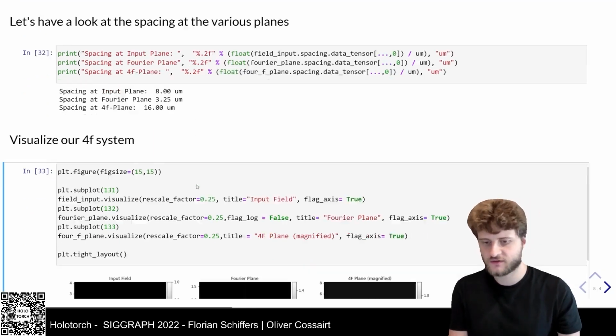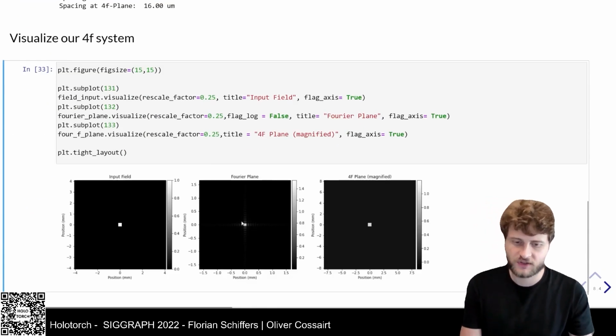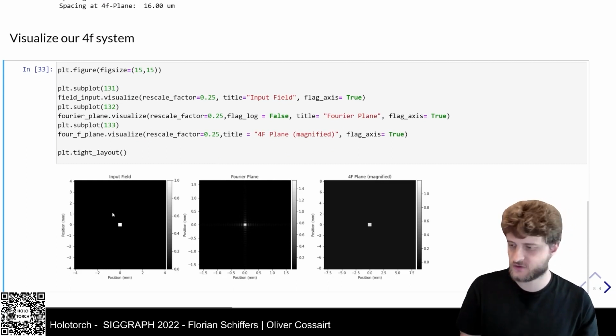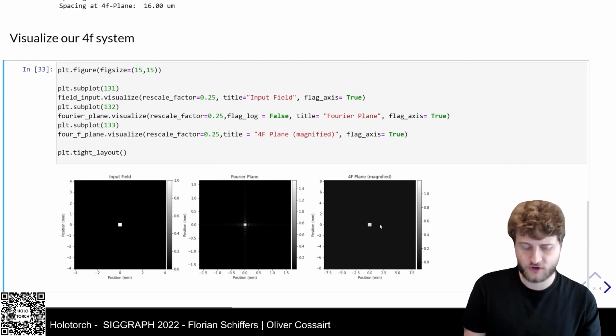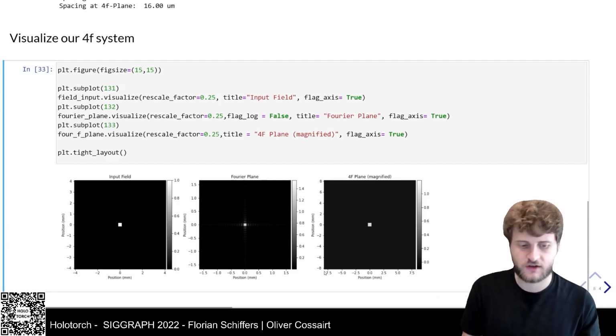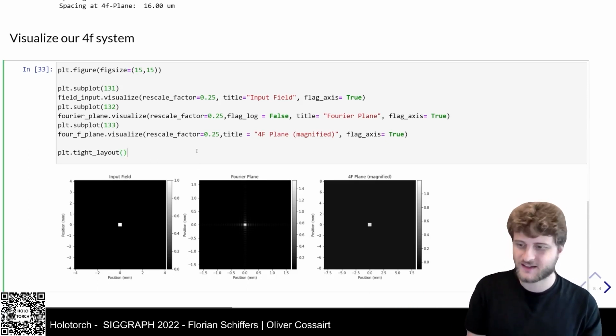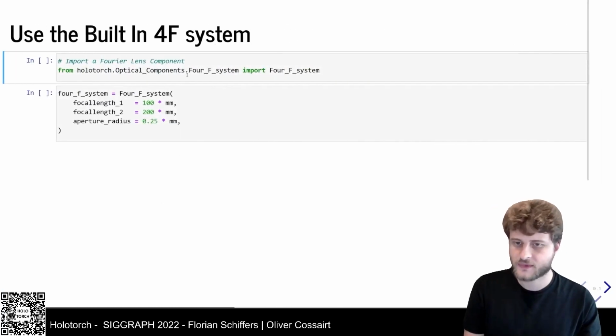You can also then visualize the 4F system. You can see here in the Fourier plane the Fourier transform of the input image, and then the Fourier transform of the Fourier plane. And we see here, because the spacing has changed, there's a magnification, and the real units here go from -8 to 8 millimeters instead of -4 to 4 millimeters. So that's something you don't have to take care of here in HoloTorch, because this is done automatically for you.